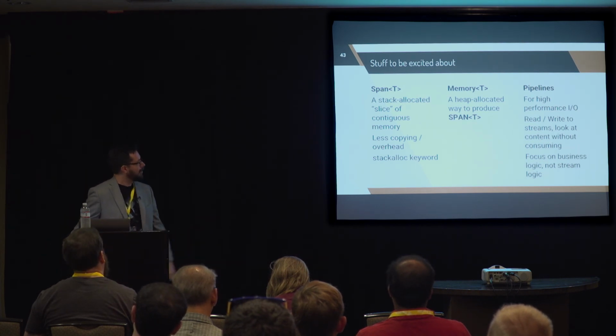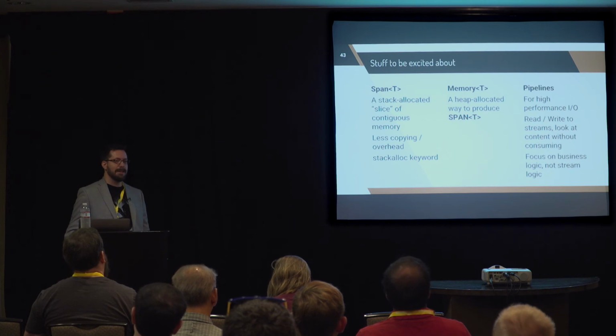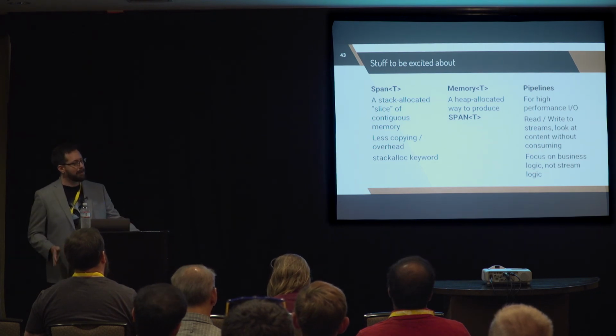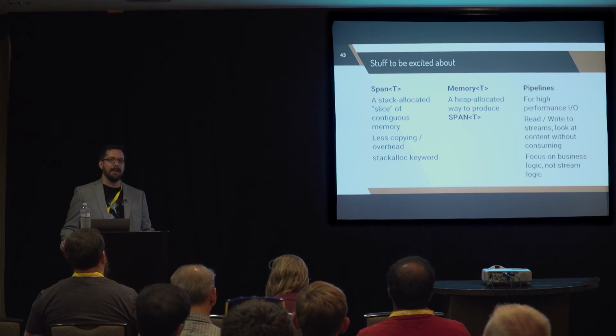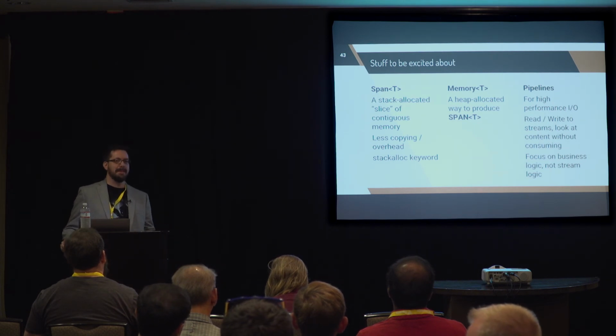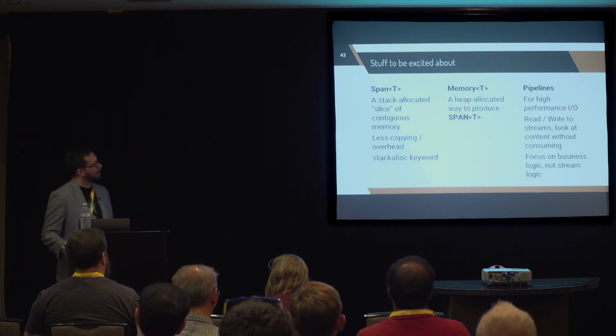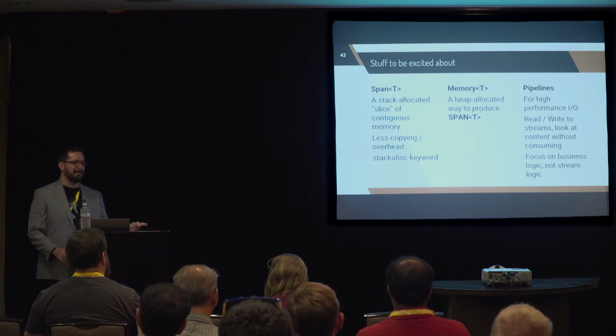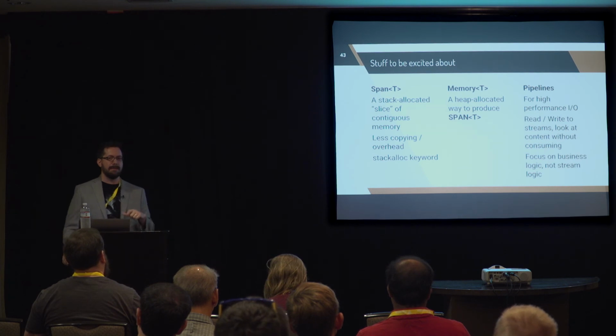Memory is just a heap allocated way to produce more spans, essentially. And these, I don't have the benchmarks up here, but they have some pretty impressive benchmarks available on some of the Microsoft sites about what happens when you use these things. Same thing with pipelines. It's for high performance I/O, right? Also, it's a kind of a difference in how stuff gets done.